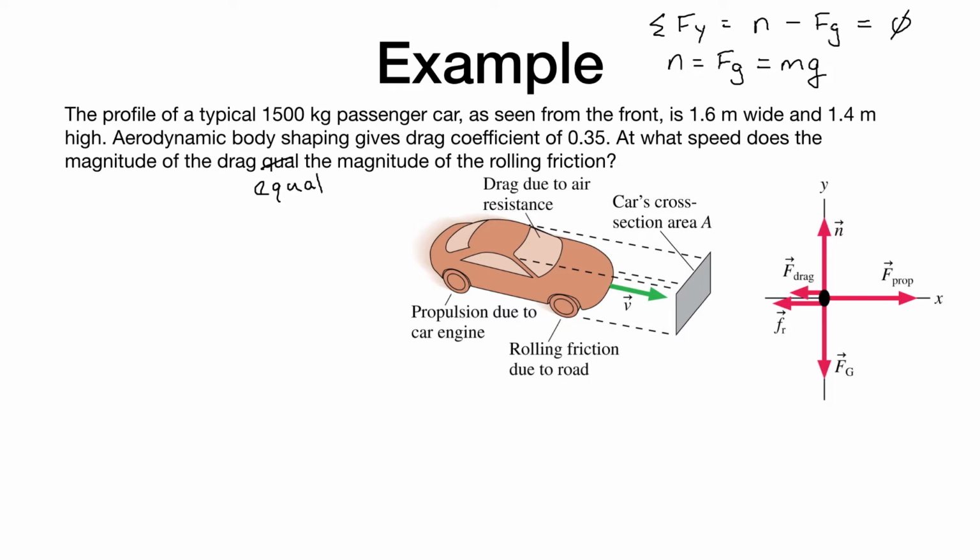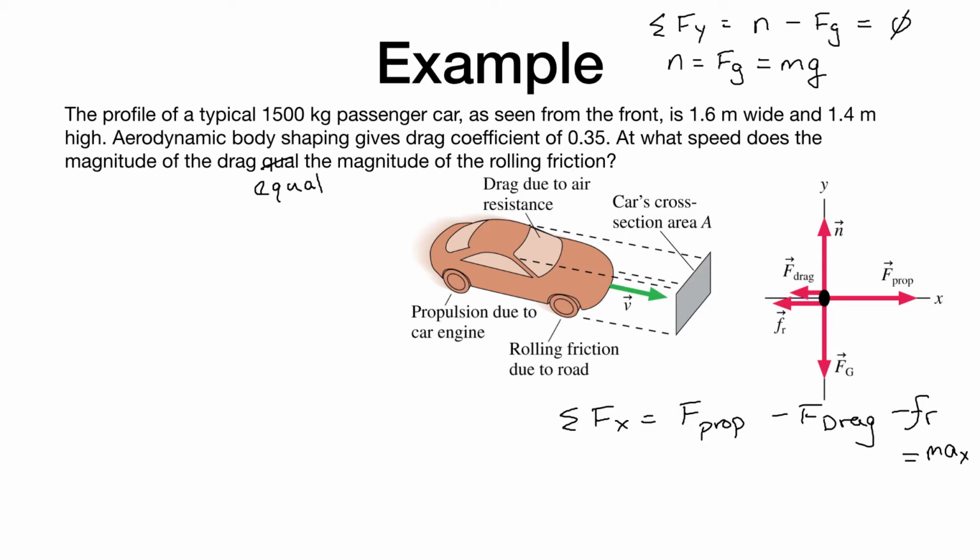So now we'll do the same thing for the forces in the x direction. The sum of forces in the x direction will be the propulsion force minus the drag force minus the force of rolling friction. All of this will be equal to mass times the acceleration in the x direction. And that acceleration is not constant because the drag force changes as the speed of the car changes, and the speed of the car changes anytime that there is an acceleration.